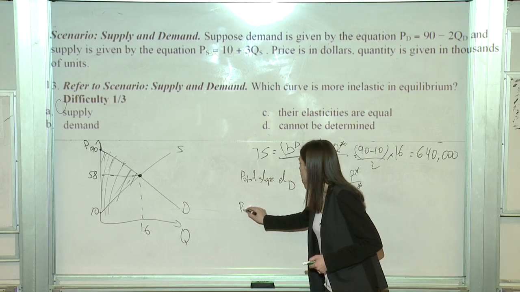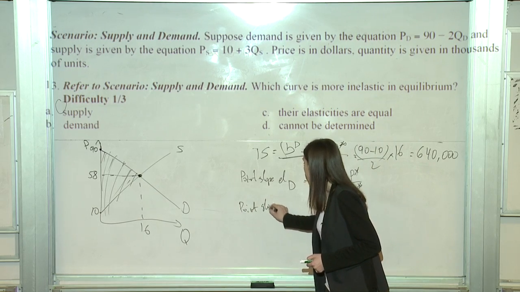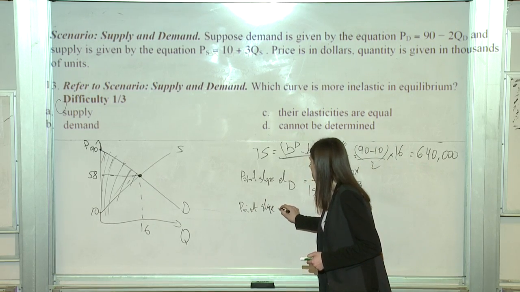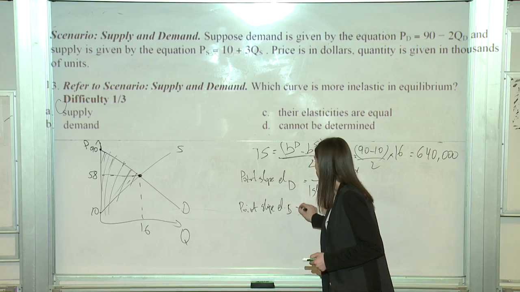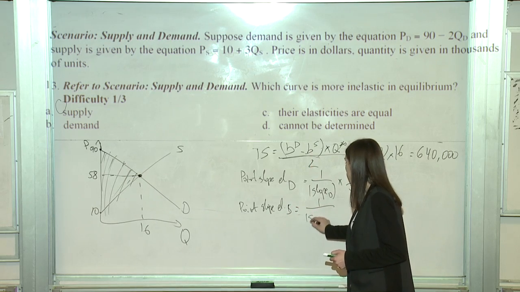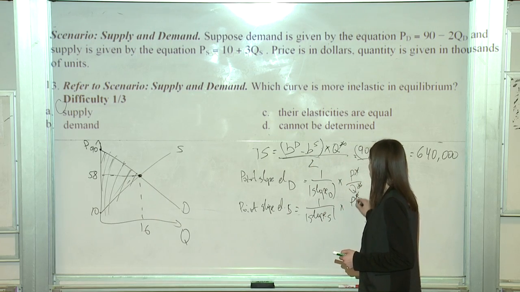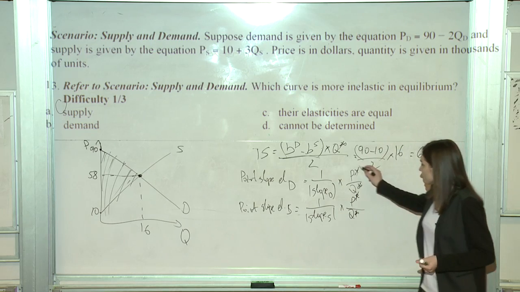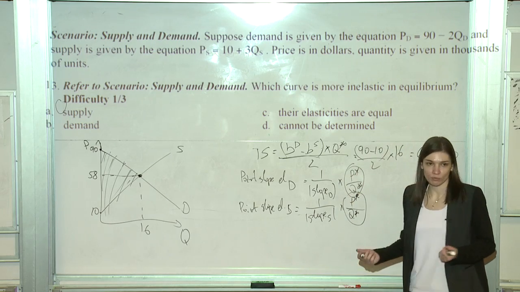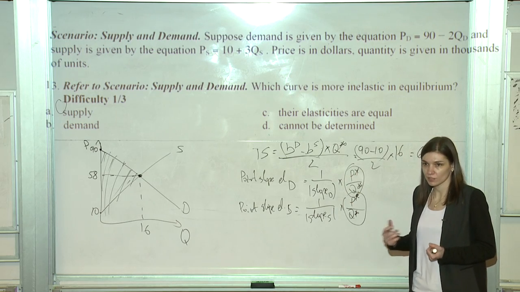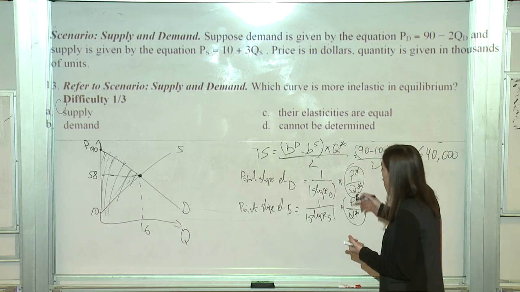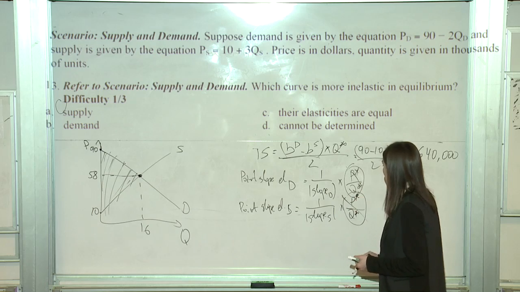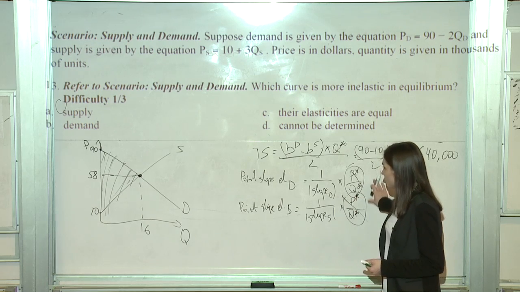And then the point slope for the supply curve would be 1 over the absolute value of the slope of the supply curve times P in equilibrium over Q in equilibrium. So basically, this part is going to be the same for the two elasticities, right? So the relative elasticities would not matter in this case. So this part does not matter.